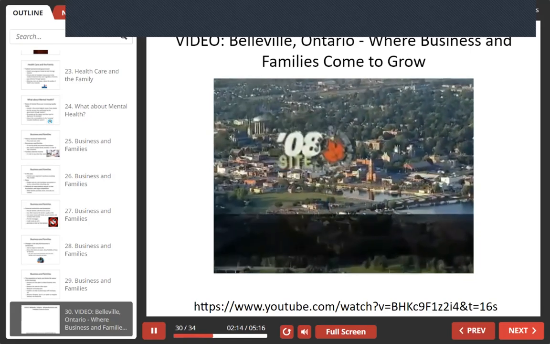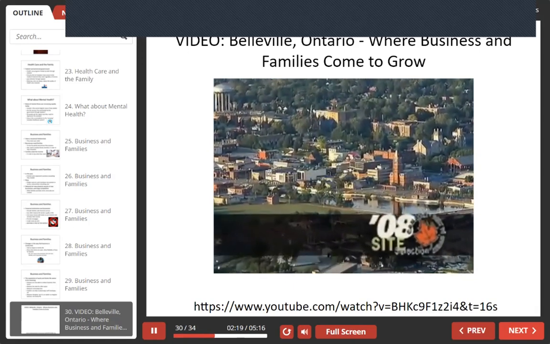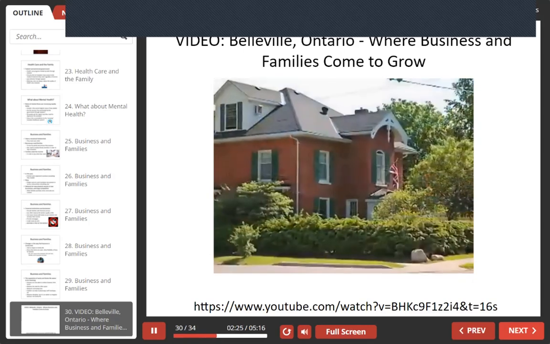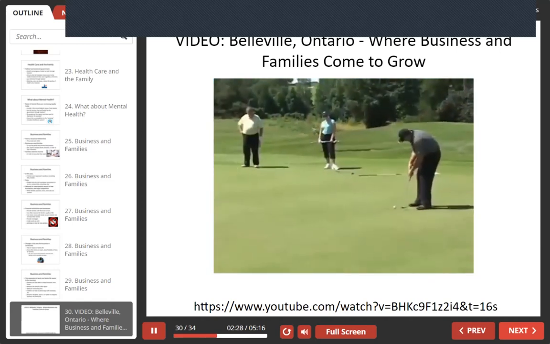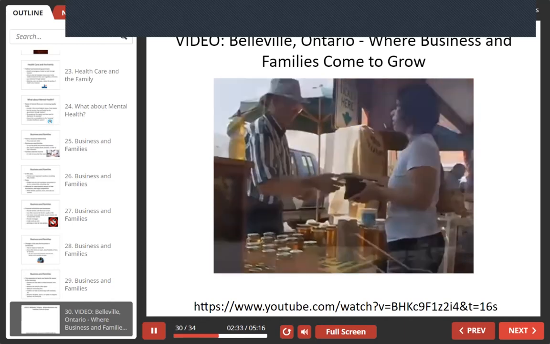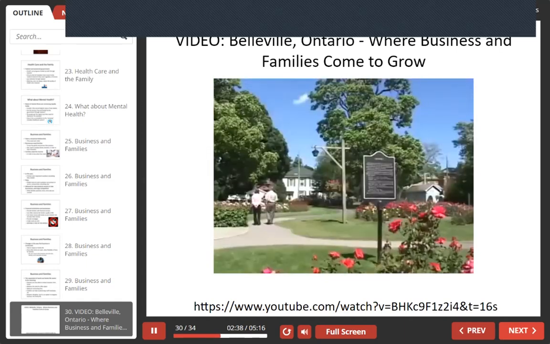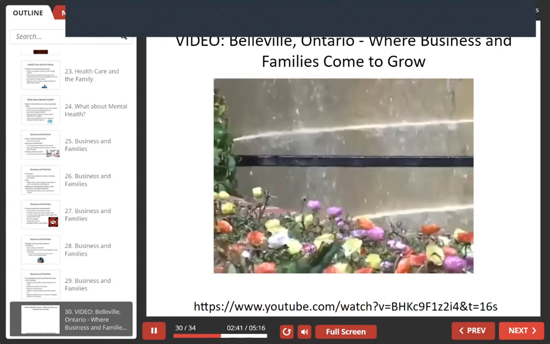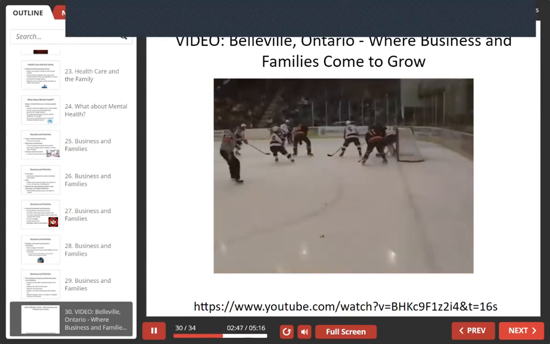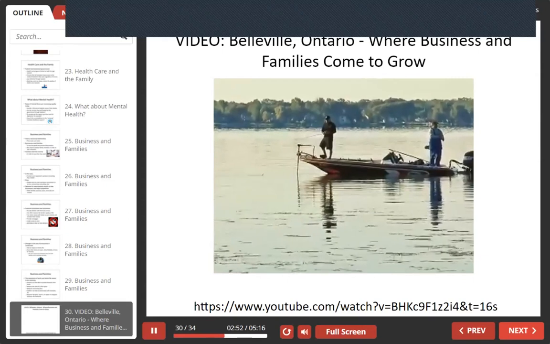Recently awarded the distinction of being one of the best places in Canada for business investment, Belleville continues to prosper and grow. The affordable and easily accessible quality of life is one of Belleville's greatest strengths. Take a leisurely stroll through one of our many parks. Cheer the home team at a Belleville Bulls game. Try your hand at sport fishing.